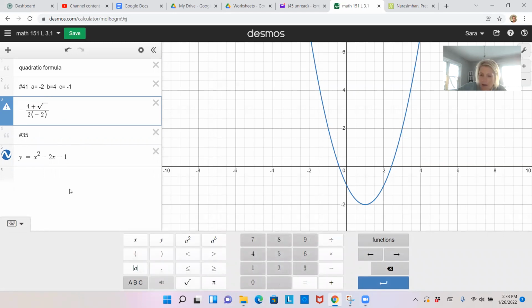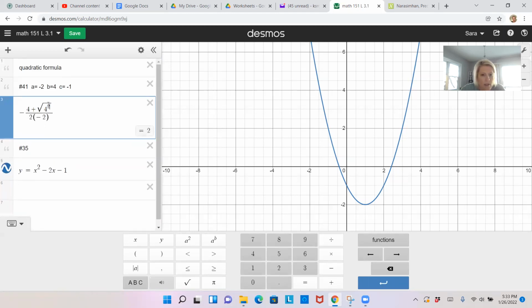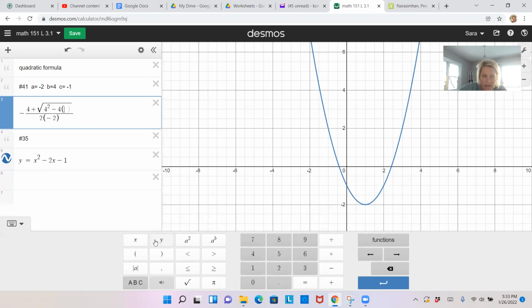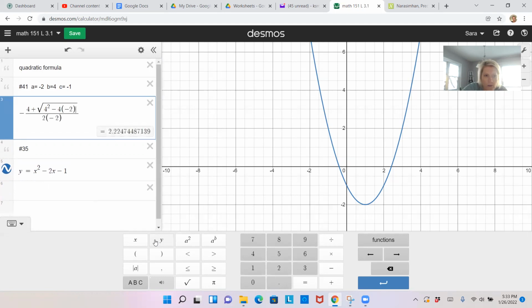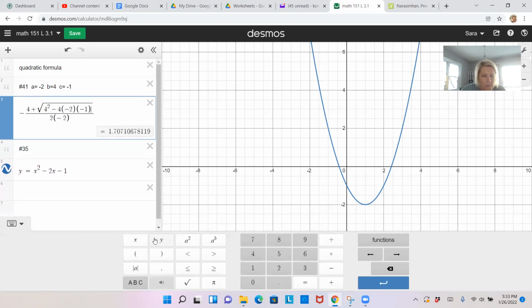And then under the square root, we have 4 squared. You can either do that in the keypad here, or your shift and your 6 key puts an exponent. 4 squared, and then I'm going to arrow right to make it go back down, and then minus 4 parentheses negative 2, and then multiplied by negative 1. So that is the first one.